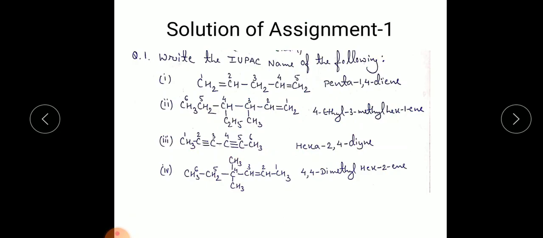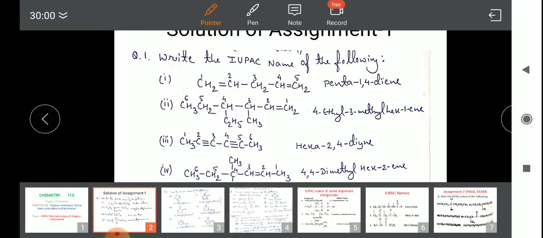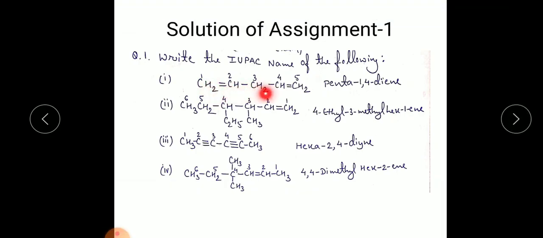Question number 1 was this one. In this, the numbering has to be done first. You can count from either end since both terminals have a double bond. Say you number 1 2 3 4 and 5. Now you have 5 carbon atoms, so the parent name is pentane, and we need to give the position of the double bond. One double bond starts at 1 and the second starts at 4, so we write pent-1,4.